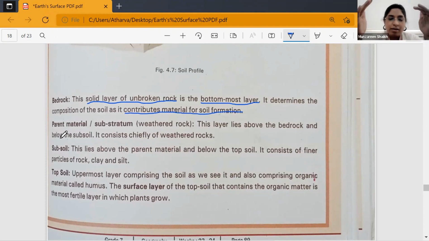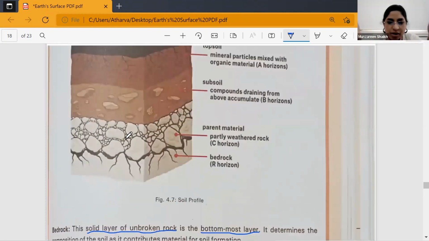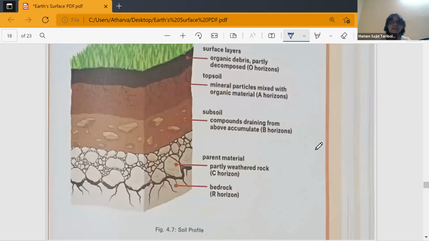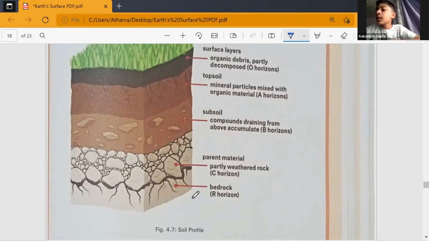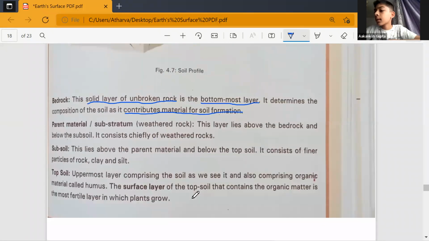See the diagram once again. Bedrock. Can you see the whole unbroken rock? Unbroken means it is not big pieces of rock. You can only see the cracks in the rock. The rock is not broken. Can you see there are just cracks in it, but it's not broken? It's one whole rock. It's only one rock and it has cracks. Correct.